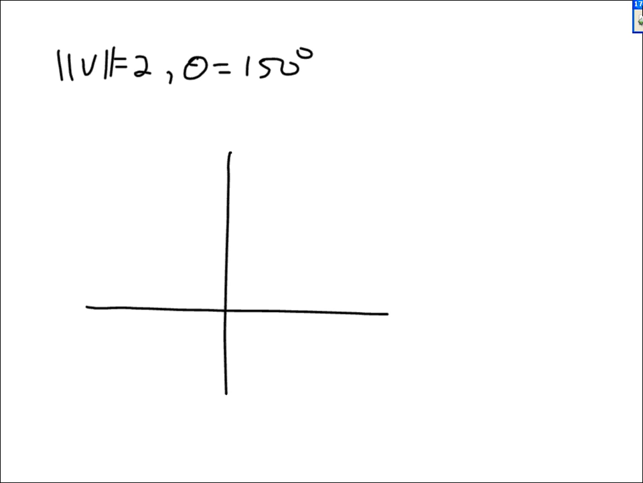Suppose I tell you the length of v must be 2, and the angle is, say, 150 degrees off the positive x-axis. Okay? 90 degrees and then 60 more. What that tells me is that that's 30 degrees. It also tells me to draw a right triangle. Now I know everything about a 30, 60, 90 right triangle.